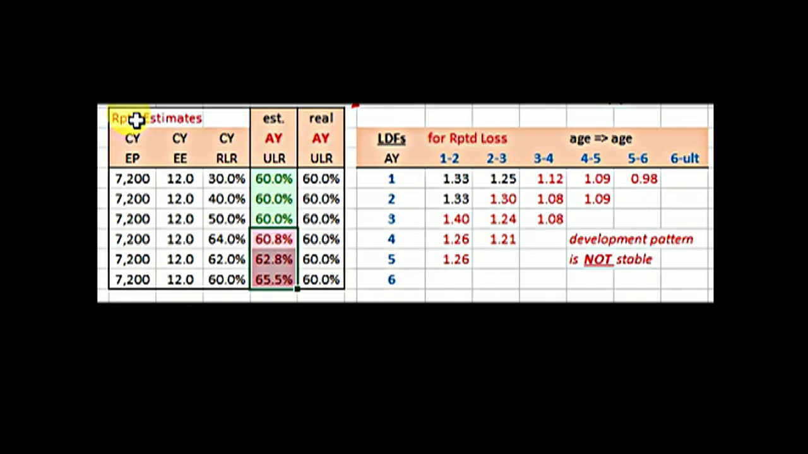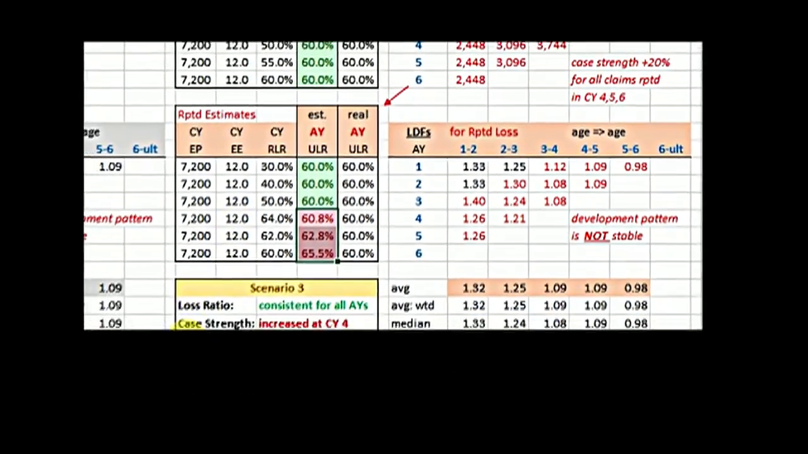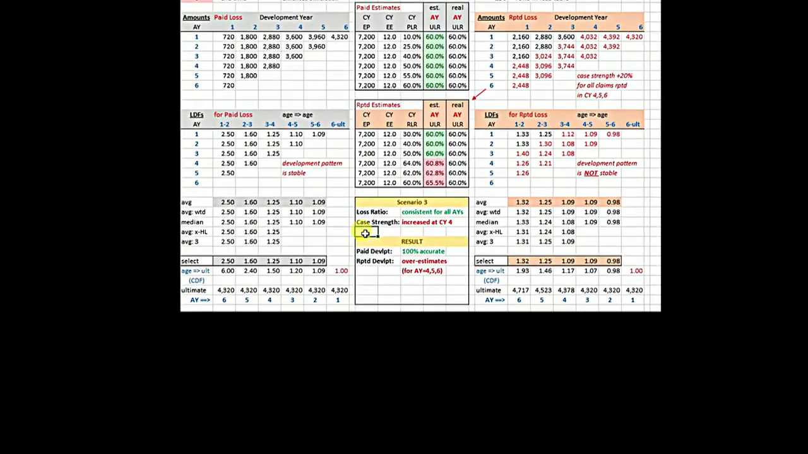Now, if you think about this, the reason is that the historical LDFs were taking a cohort of claims to ultimate that were already reserved at 100% case strength. Now you're taking these same LDFs and applying them to claims that are already over-reserved, so the final result is going to be too high. That's something you're going to have to stop and think about before it'll make sense. And that's a scenario that we're going to address when we study the Berkowitz-Sherman method in a later chapter.